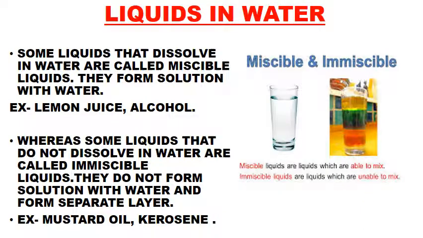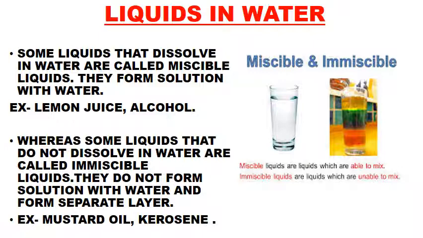Now liquids in water. You know, liquids that dissolve in water are called miscible liquids. When a miscible liquid is dissolved in water, we get a liquid-liquid solution. For example, liquids like lemon juice, glycerin, alcohol, they are easily able to dissolve in water.